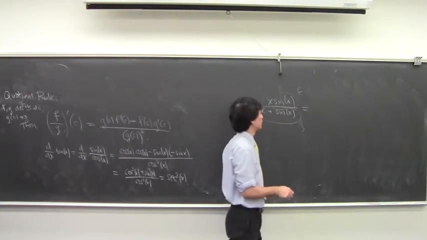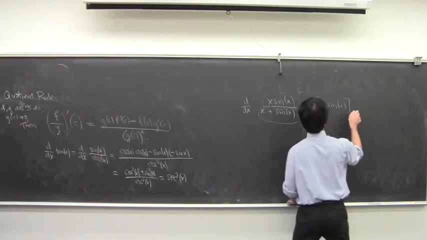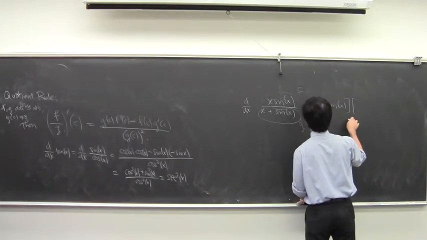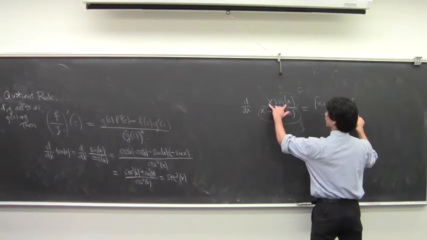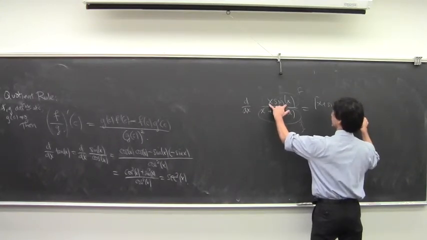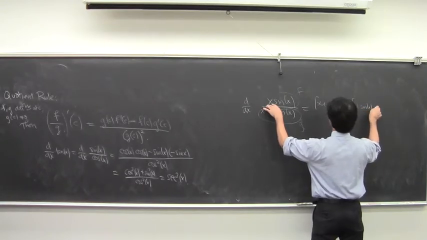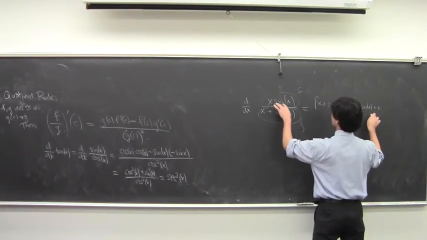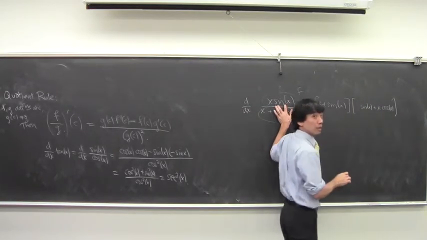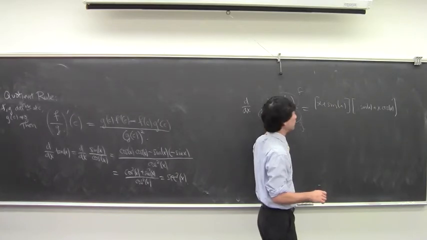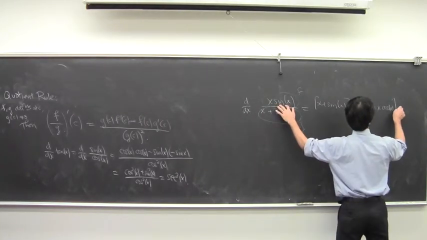So how do you differentiate this guy? Use the product rule. You say the derivative of the first guy times the second guy plus the first guy times the derivative of the second guy. So use the product rule. Don't forget the minus.